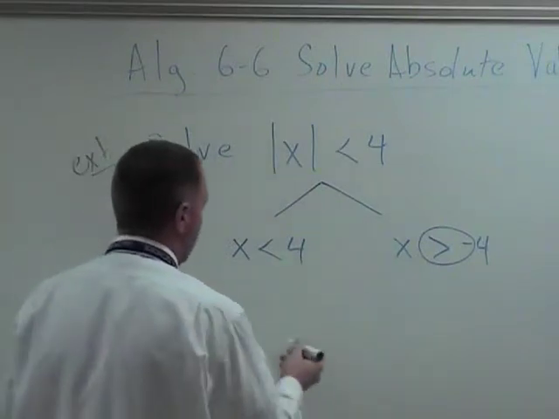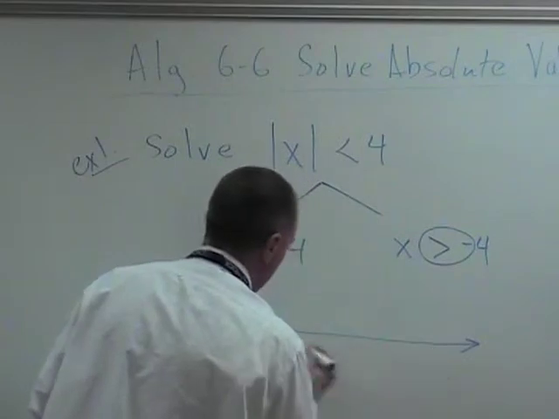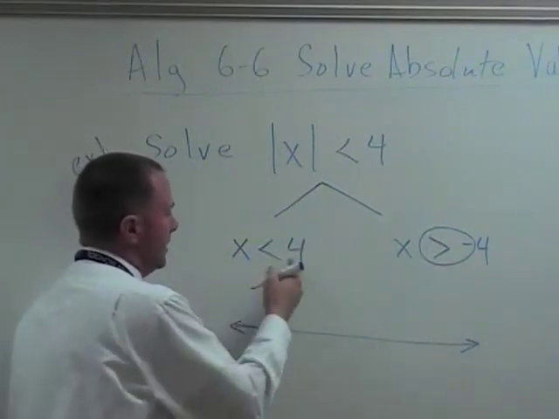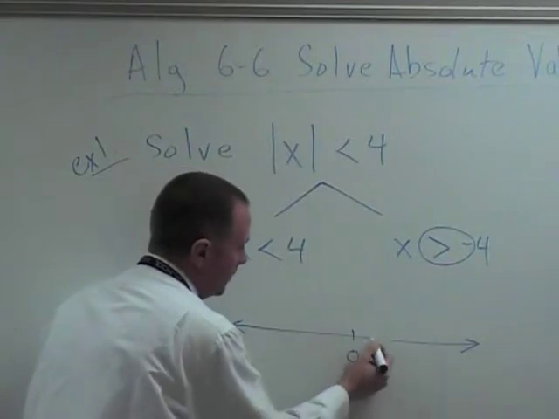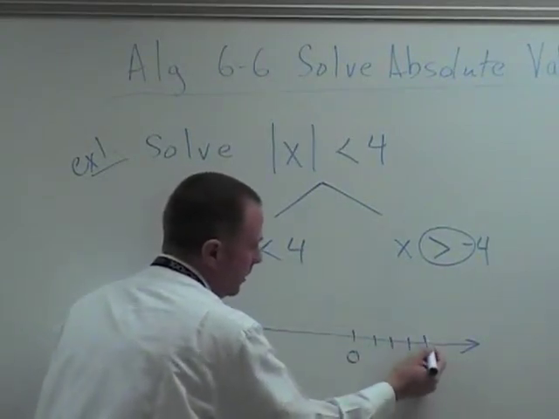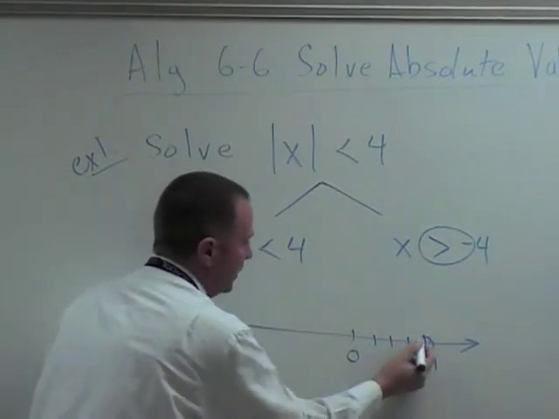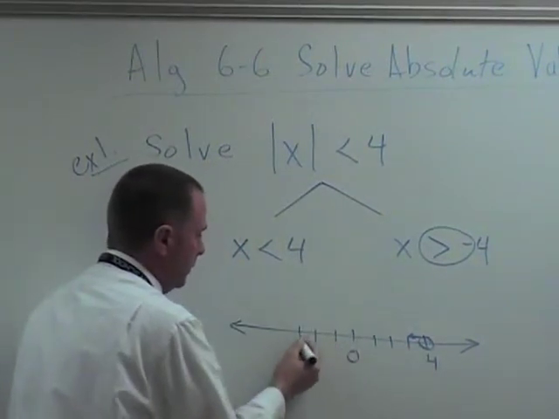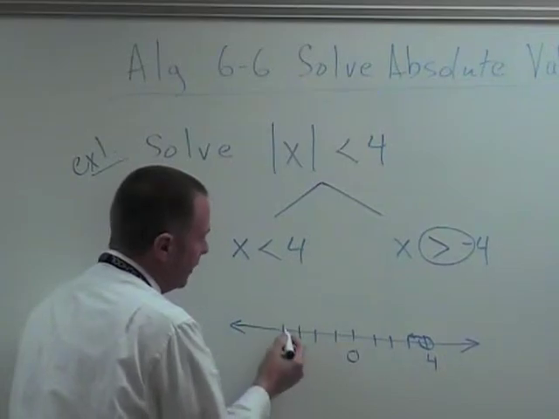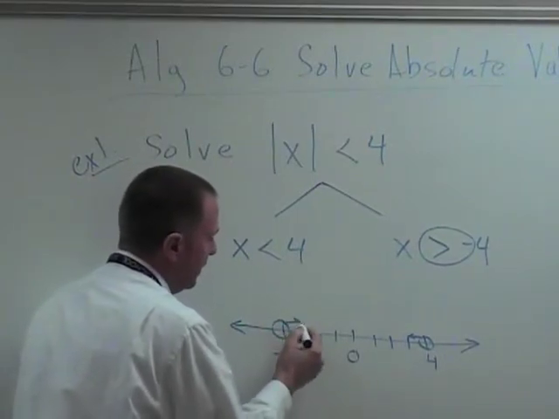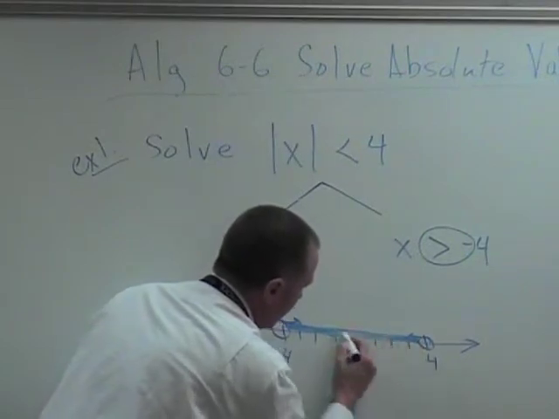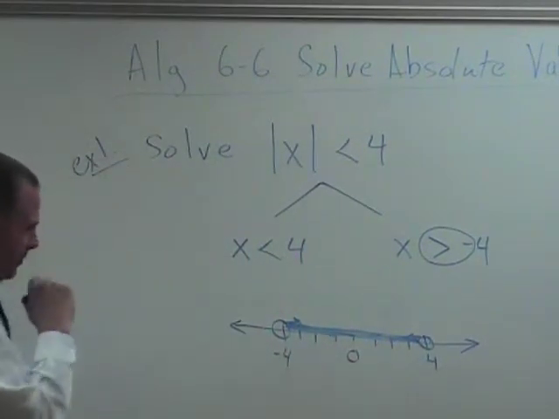Alright, so let's just graph it to show you, and we'll actually plug in some solutions to make sure it works. So x is less than 4. 1, 2, 3, 4. That's going to be an open dot at 4 shaded to the left. x is greater than -4. 1, 2, 3, 4. An open dot at -4 shaded to the right. So on this problem, there's a double shading together.